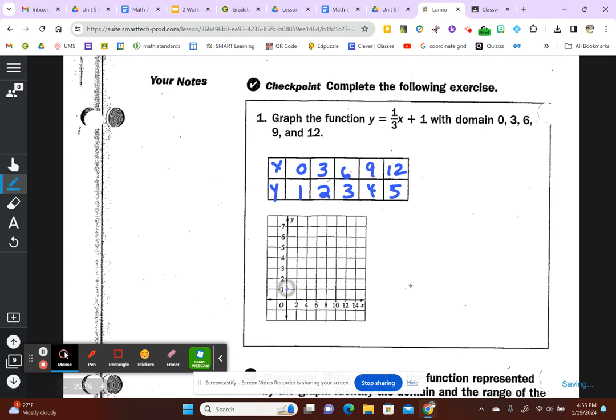So I do 0, 1, 3, 3, 2, 6, 3, 9, 4, and 12, 5.